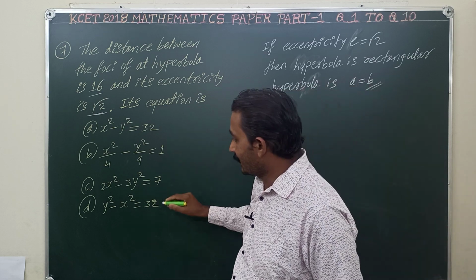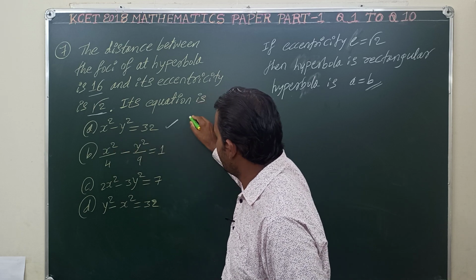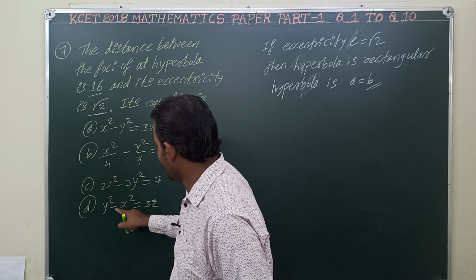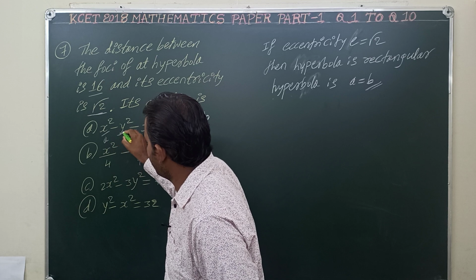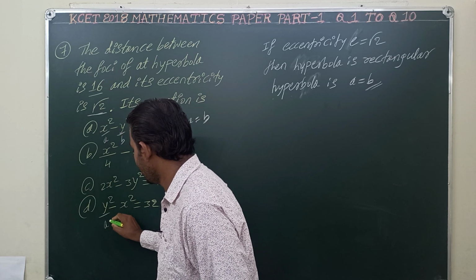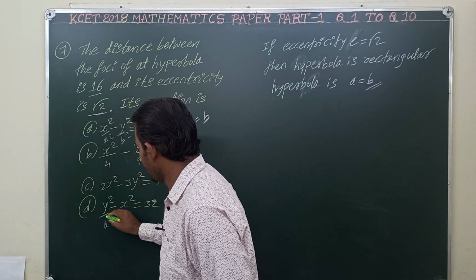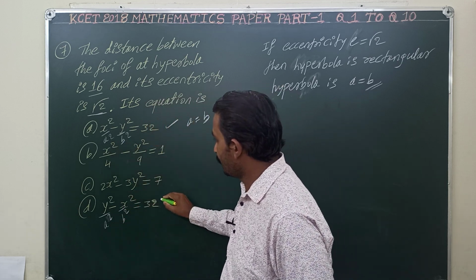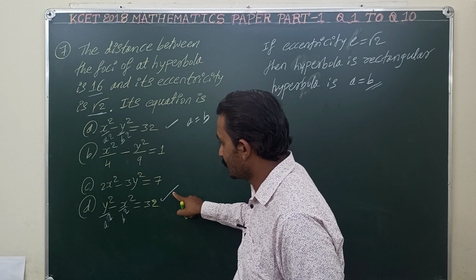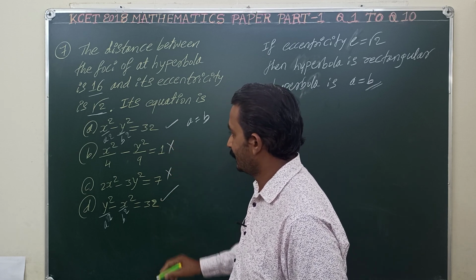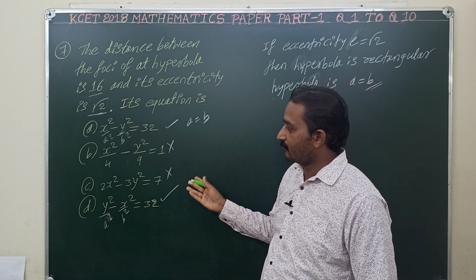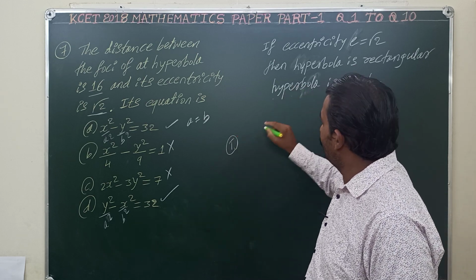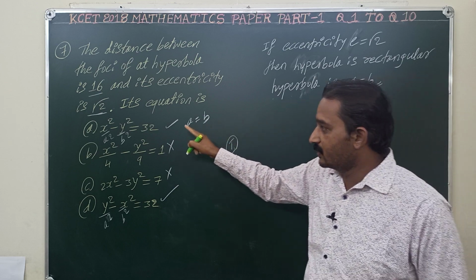So in this case 2 options are correct. In this option, a is equal to b: x square by a square minus y square by b square. Here also, y square by a square minus x square by b square. So here a is equal to b, and here also a is equal to b. Option A is correct and option D is also correct in this case. Usually KCET doesn't ask this type of question where more than one option is correct; it is a rare case. So this is the toughest question. We know this statement, so we can identify easily which option is correct.